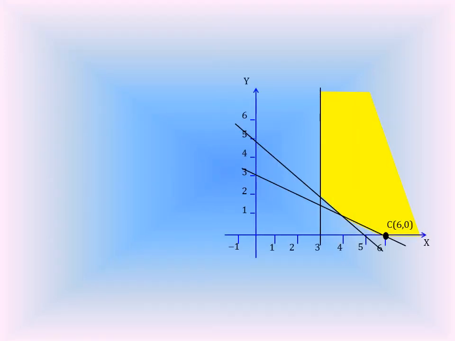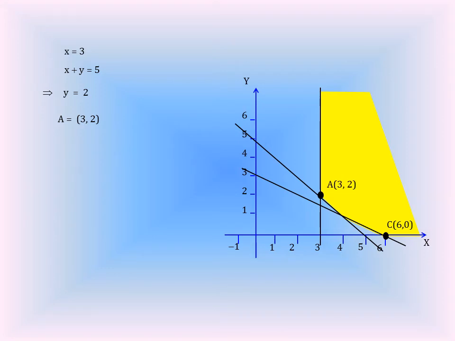Let us solve the equations of lines. Consider x equal to 3 and one more line equation, x plus y equal to 5. On solving we get y equal to 2. Therefore A is (3, 2).